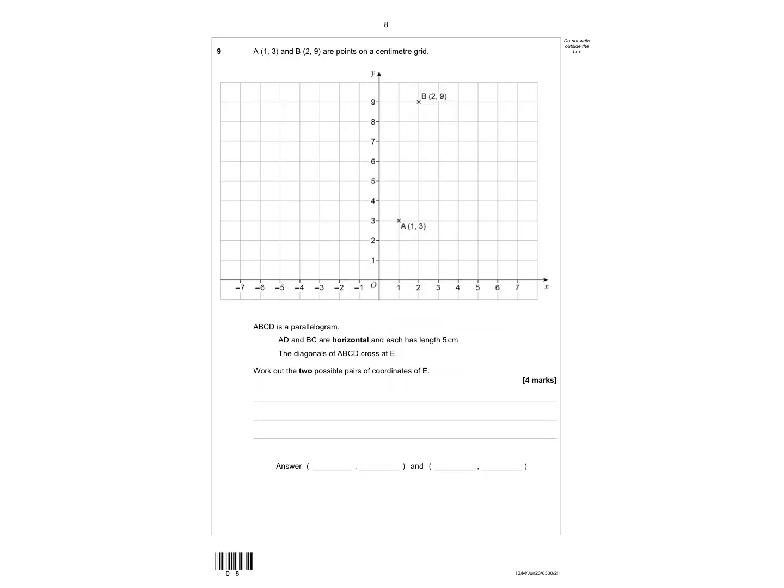Question 9. ABCD is a parallelogram. AD and BC are horizontal and each has length 5 centimetres. The diagonals of ABCD cross at E. Work out the two possible pairs of coordinates of E.